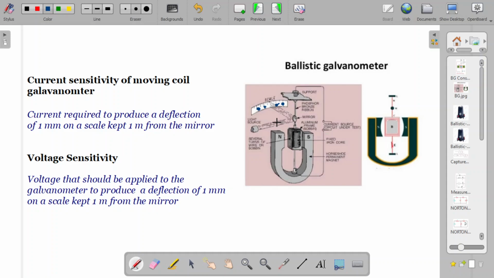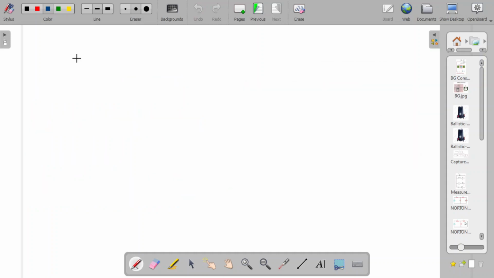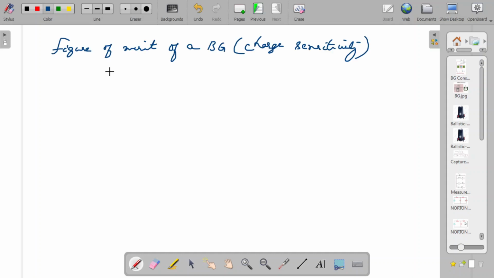Now we are going to focus on the figure of merit of a BG. In a ballistic galvanometer, we talk about charge, how much charge produces deflection. So we are going to talk about the figure of merit of a BG, and this figure of merit is actually called the charge sensitivity. When we talk about BG specifically, we normally talk about charges rather than voltage or current, right? So now, what is figure of merit?